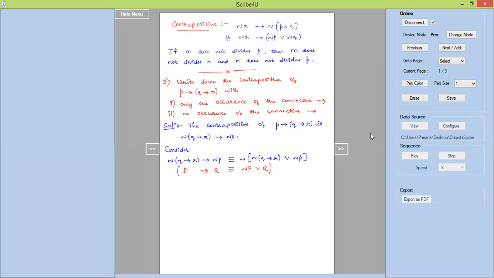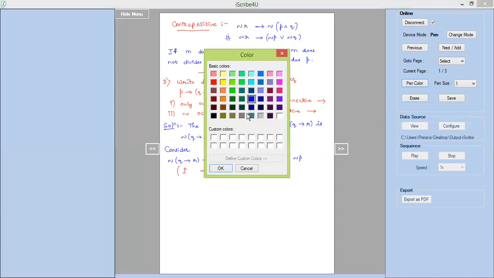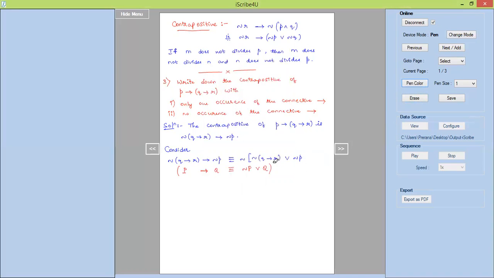This bracket should have been closed before only. So I will just rewrite it once again for you. Negation of negation Q conditional R, or negation P. This becomes negation P or Q form.